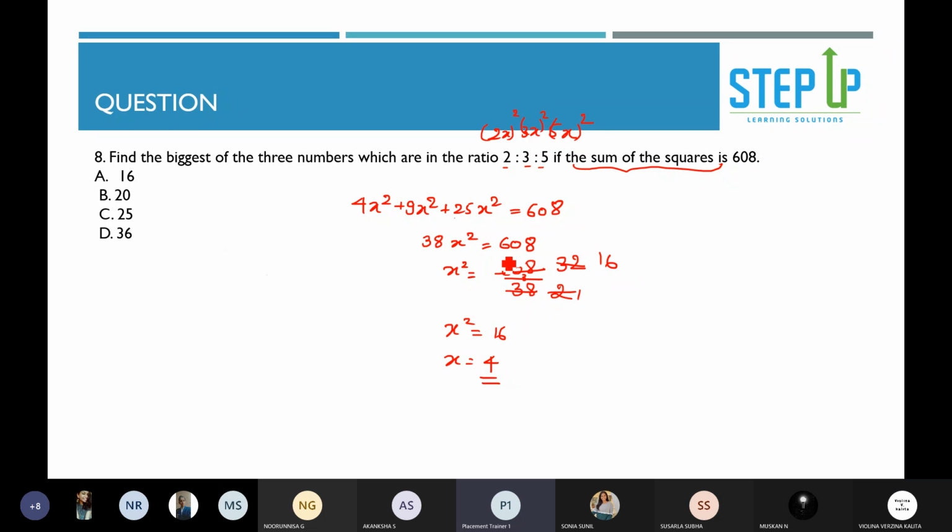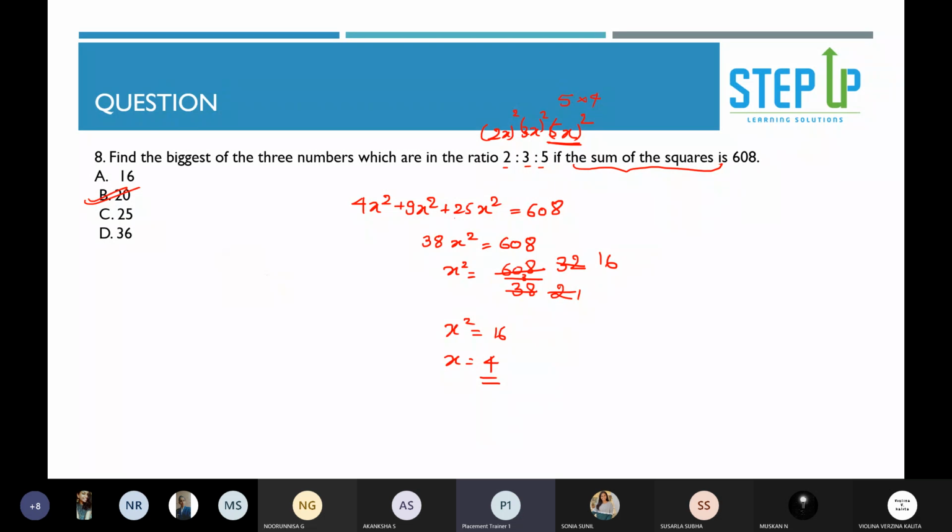So what is the largest number? The largest number is 5x. 5 into 4, 20 will be your answer. Follow the language of the question. Fair enough? Yes, ma'am. All right.